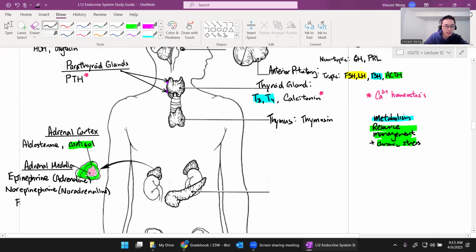Which is fight or flight response. Okay, so for immediate danger, it's the adrenal medulla that's going to be releasing the hormone that makes you feel the way you feel. And for long term, it's more of this one.